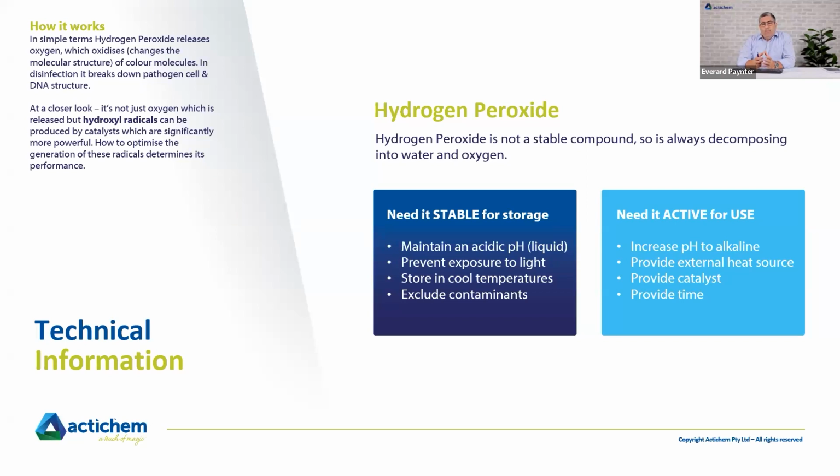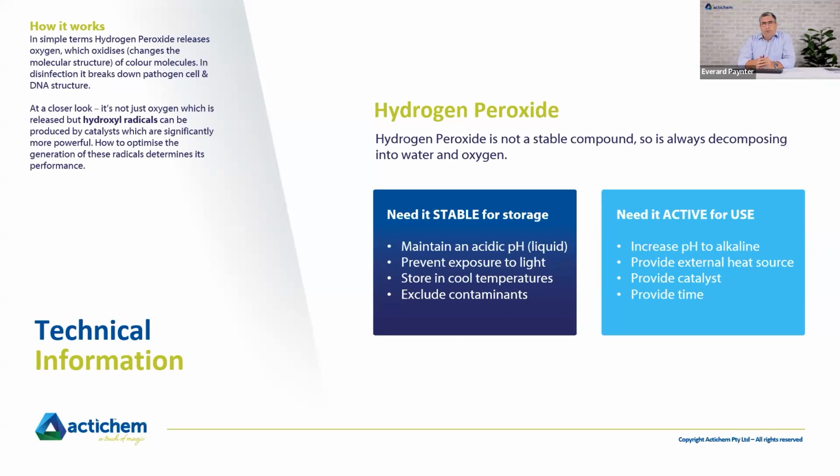So to keep it stable in storage, we need to maintain the acidic pH, which is the way it is supplied to you. We need to prevent exposure to light. We need to store it in cool temperatures, and also exclude contaminants. So think about how you would be using it in your workplace. If you've got vans out on the road, hydrogen peroxide is certainly not a product that you want sitting on the shelf in a van in the sun all day, because it will very, very rapidly lose its efficacy. And the worst thing is that you won't know what strength you've got left in it.